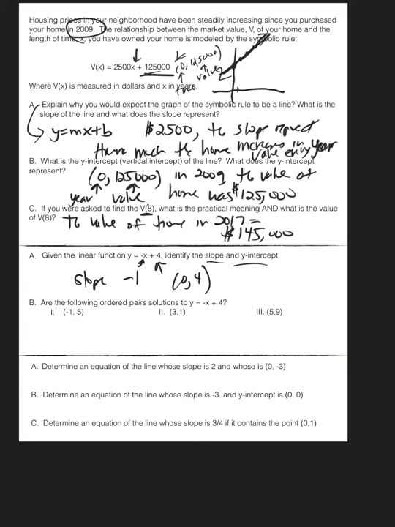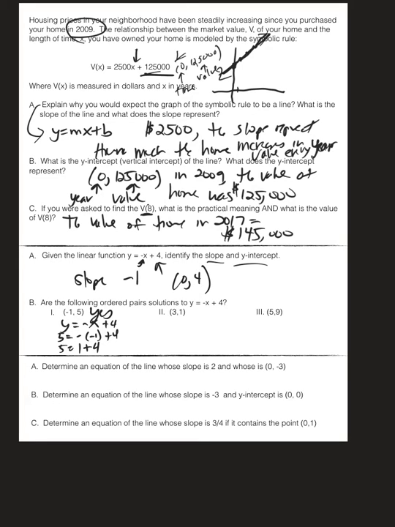The second part of this: are the following ordered pairs solutions to y equals negative x plus 4? The only way you can tell if something is a solution is if you plug the numbers in for the independent and dependent variable and you end up with a true statement. For instance, if I have, again, y equals negative x plus 4, and I plug 5 in for y and -1 in for x, two negatives next to each other with nothing in between become positive, so 5 does equal 1 plus 4, so this one is a yes, it is a solution.